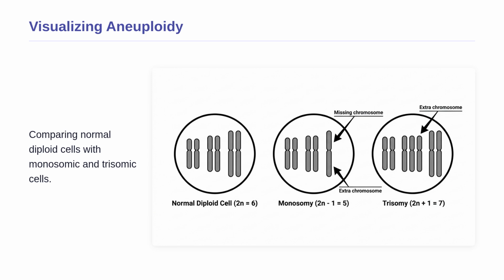On the far right, we have a cell exhibiting trisomy. Here, the 2nd group has an extra 3rd chromosome, bringing the total count up to 7. This diagram clearly illustrates how aneuploidy affects just one specific set of chromosomes, leaving the rest of the genetic material in its normal paired state.